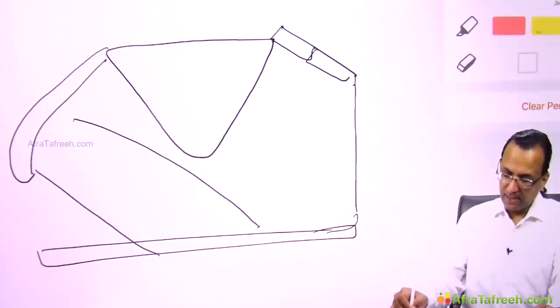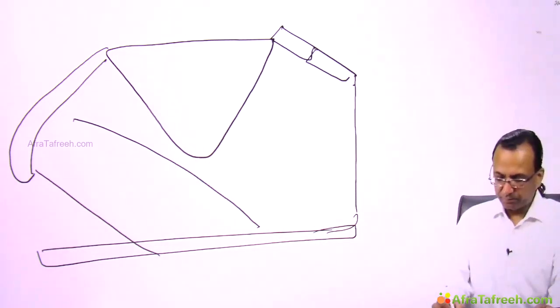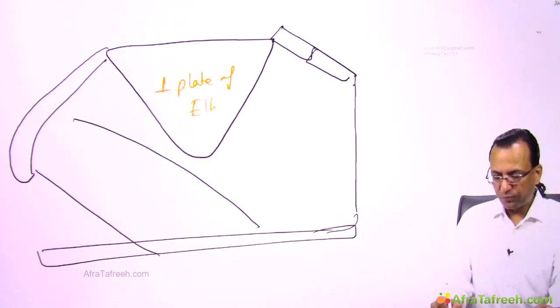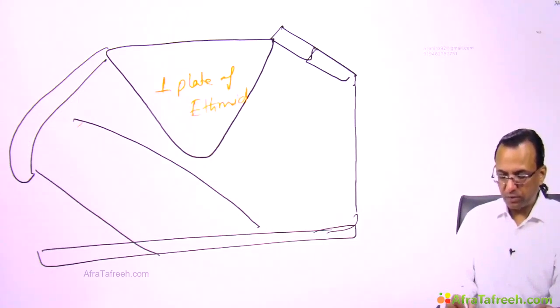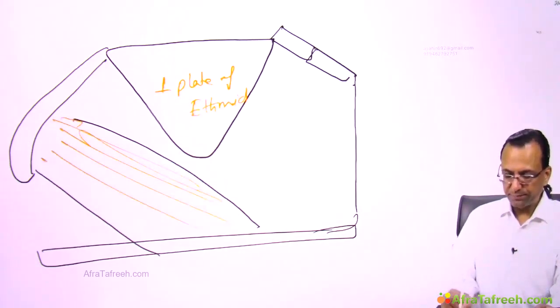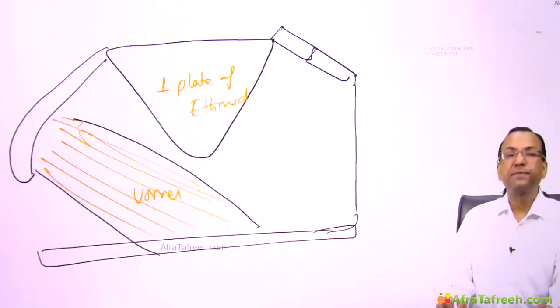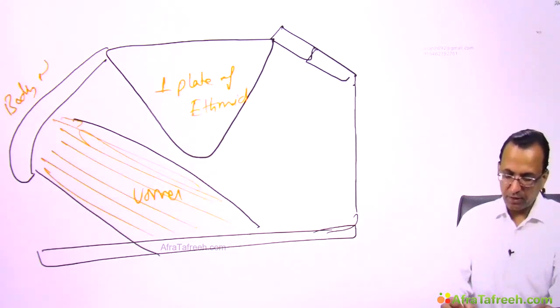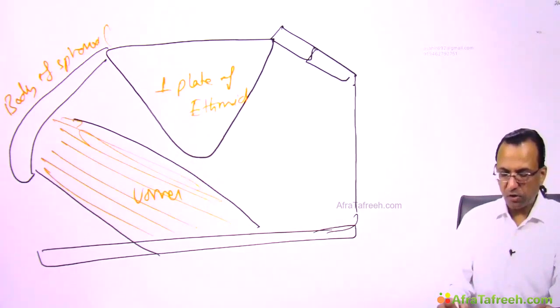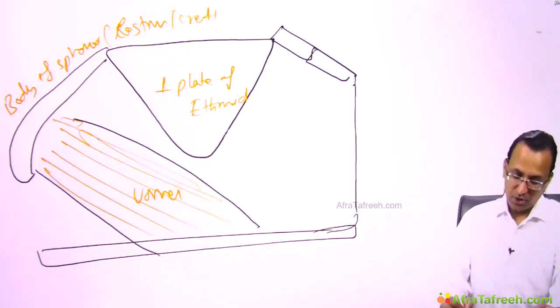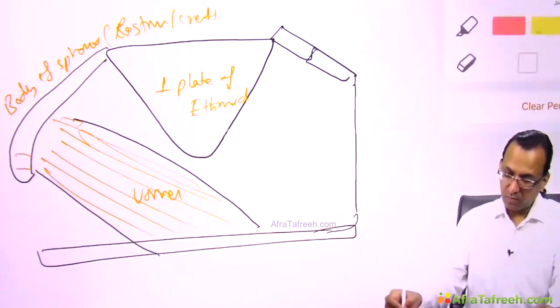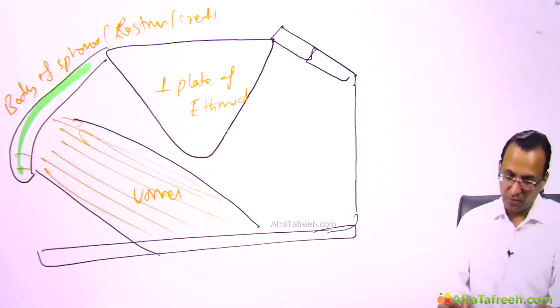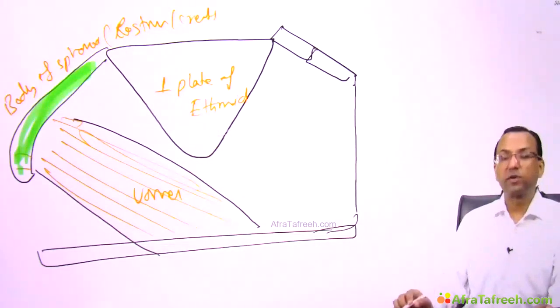So it will actually be the perpendicular plate of ethmoid coming from the roof. And what is coming from below? This is the vomer bone. Where is the vomer bone going? It is articulating with the sphenoid bone. You mean to say the body of the sphenoid? Yes, the body of the sphenoid, which has a rostrum there. It is giving a rostrum. The rostrum is also called the crest. So this is the sphenoid bone, and it is giving some rostrum or crest.